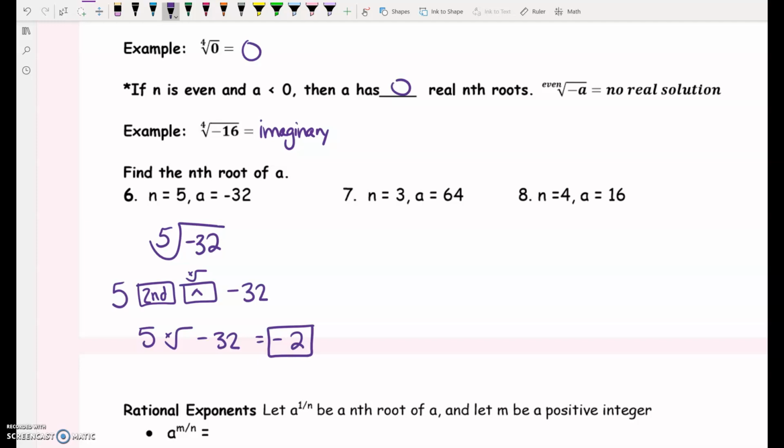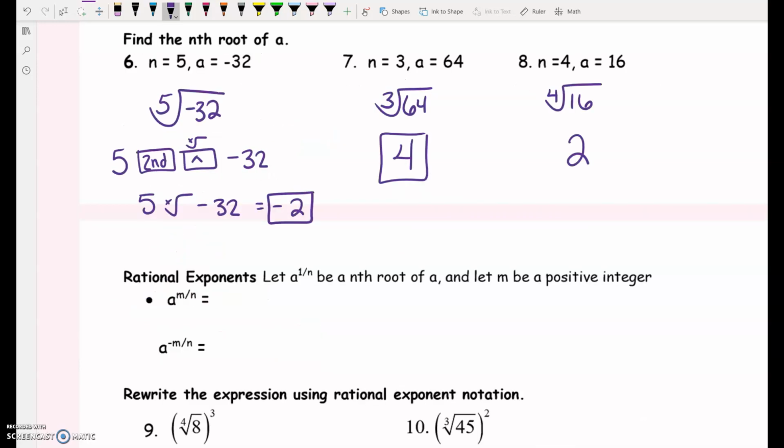If n is 3 and a is 64, they want the third root of 64. So let's find the third root of 64. Try that in your calculator. And then try the fourth root of 16 in your calculator. Okay, so we found 4 and 2. Technically, the fourth root of 16 could be positive or -2.